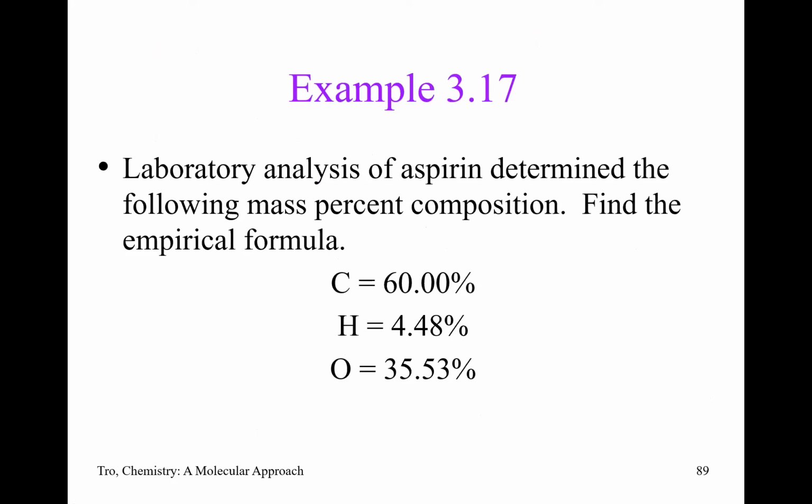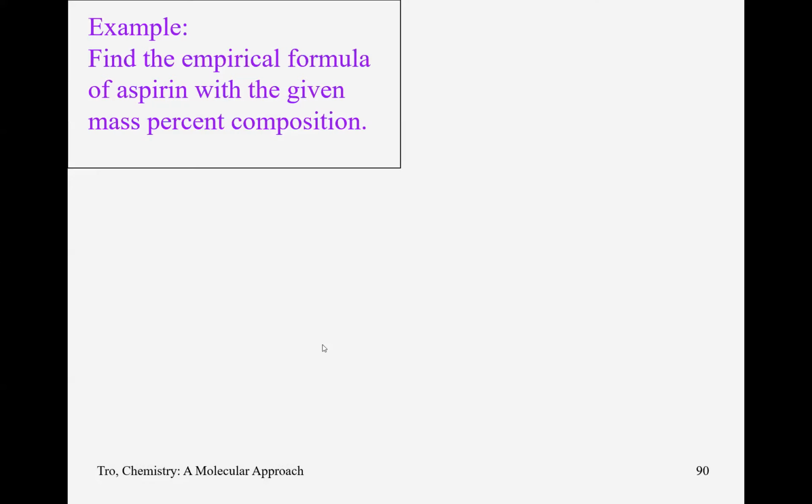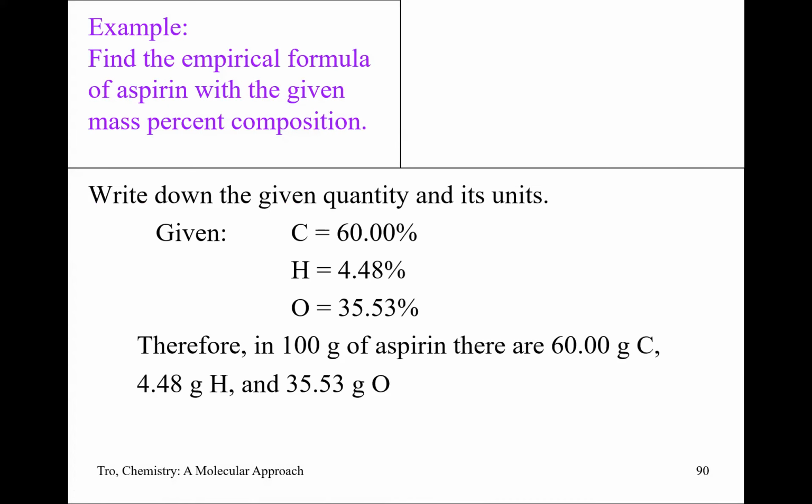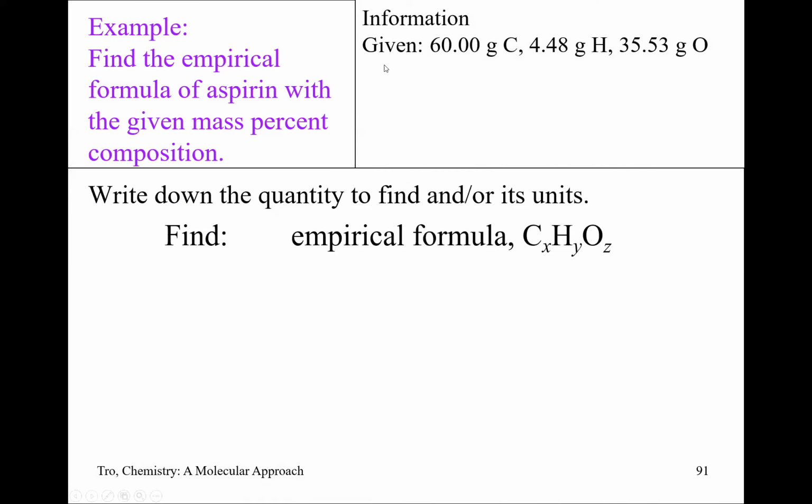Okay, so let's do one here. Aspirin is something you've probably taken before, right? When you have a headache, they're saying that the percentages of carbon, hydrogen, and oxygen in it are these amounts. What is the empirical formula? So if we just assume that it's a 100-gram sample, then each one of those percents becomes the gram amount. Right? We know it's CxHyOz. We just don't know what x, y, and z are.